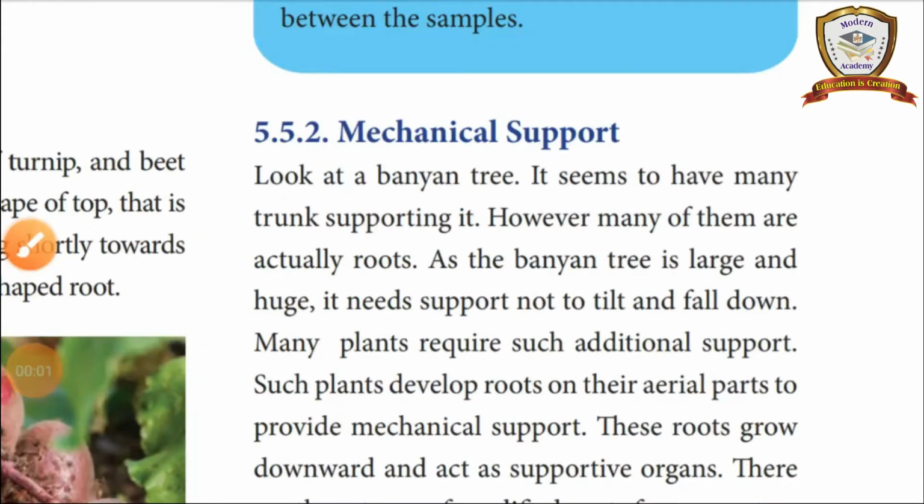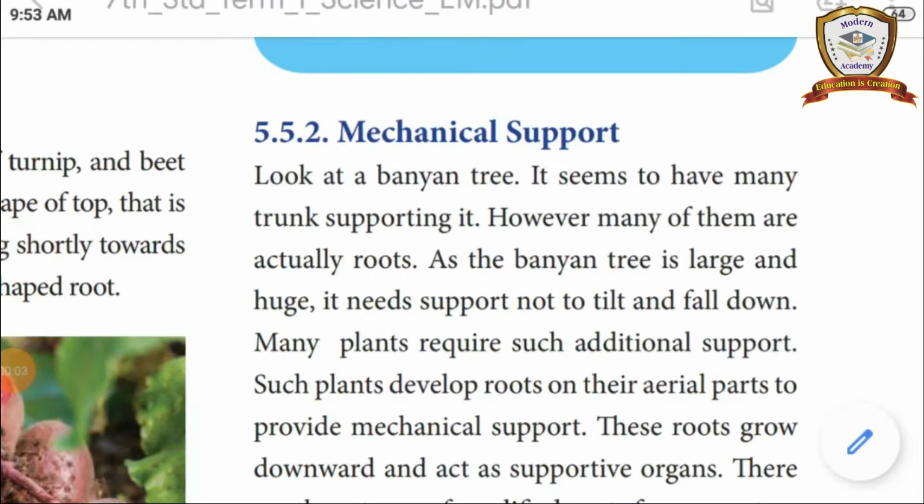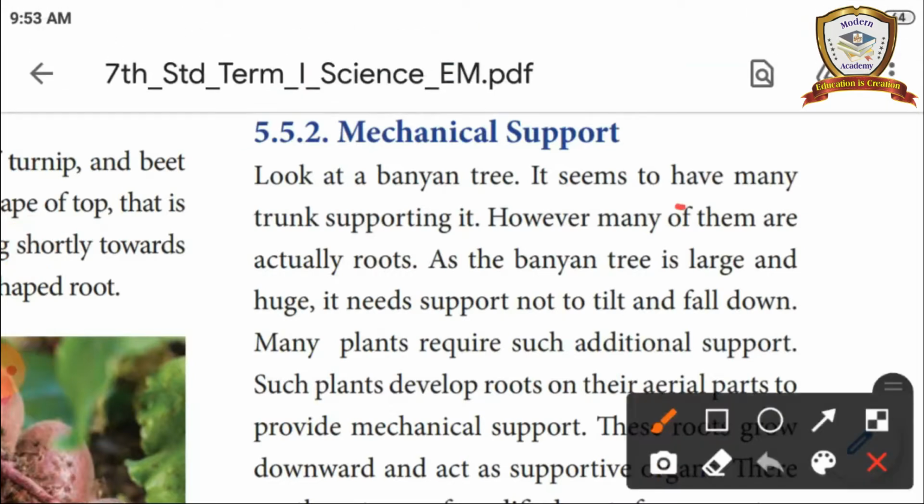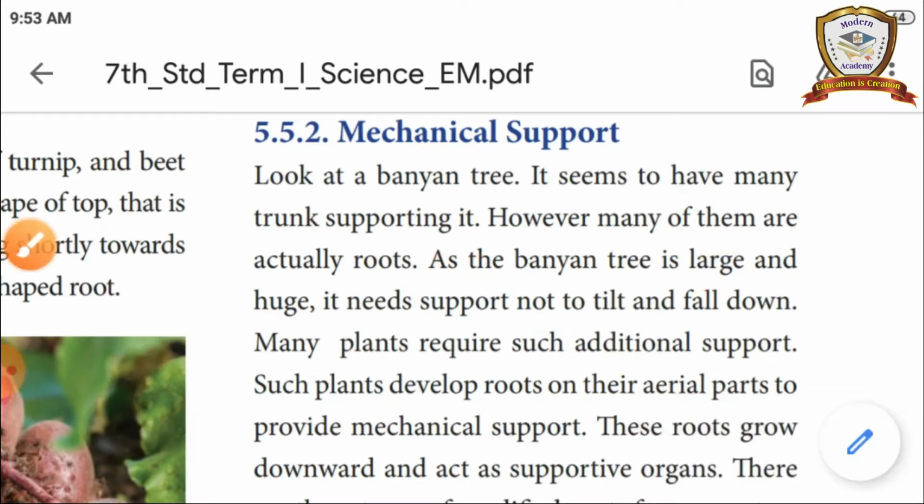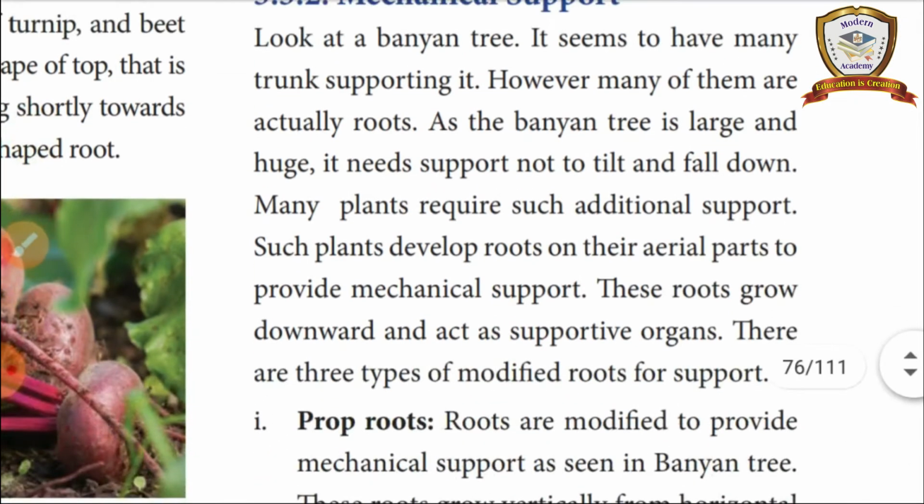Mechanical support. Look at a banyan tree. It seems to have many trunks supporting it. However, many of them are actually roots. As the banyan tree is large and huge, it needs support not to tilt and fall down. Many plants require such additional support. Such plants develop roots on their aerial parts to provide mechanical support. These roots grow downward and act as supportive organs.